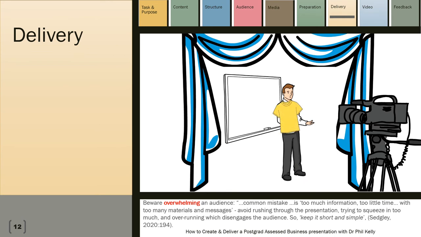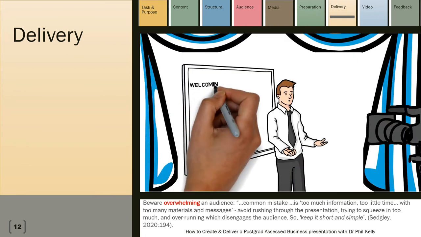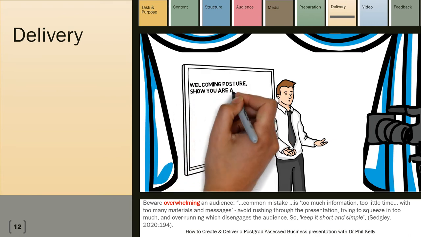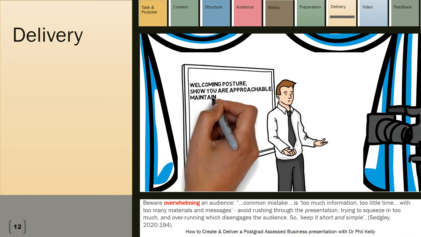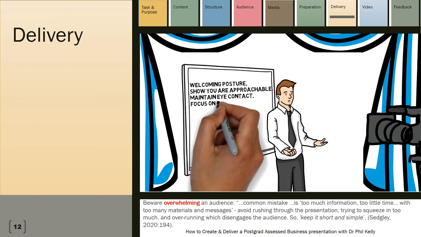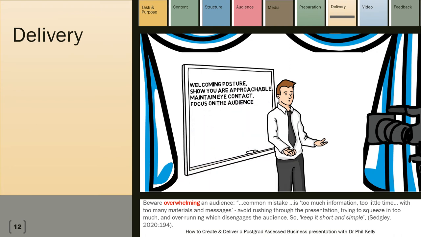It will rarely be appropriate to wear casual clothing for an assessed academic presentation, particularly when this is a business presentation. Throughout the presentation, you will need to communicate well and persuasively with your audience, and this will mean paying attention to both verbal and non-verbal communication factors. You should be seen as approachable, and through the maintenance of good eye contact, ensure the audience feel that you are talking to them.